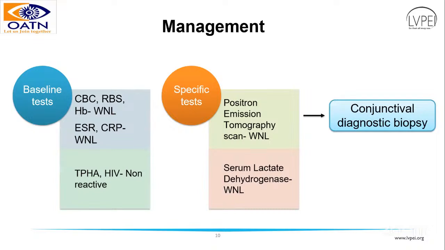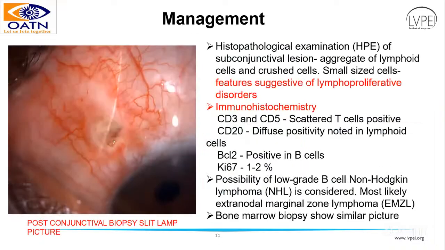we advised some basic tests like CBC, RBS, HP, which show within normal limits, and ESR and C-reactive protein are also within normal limits, and TPHA and HIV were non-reactive. The important scan, the PET scan, positron emission tomography, is within normal limits. Serum lactate dehydrogenase is also within normal limits. So we advised a conjunctival biopsy.